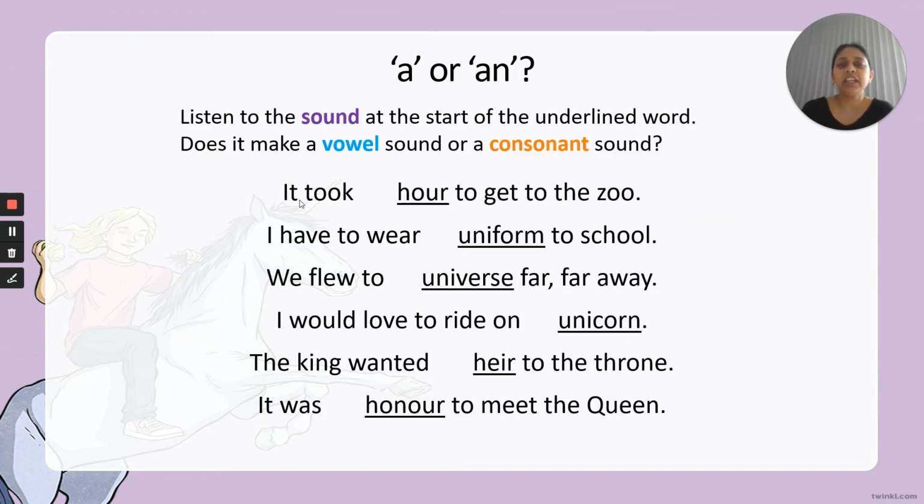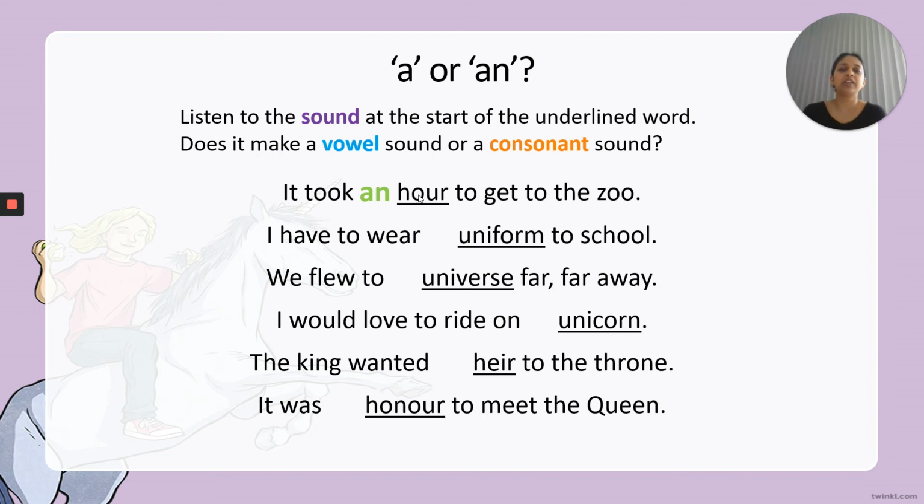Right, so these are some exceptions where we do not really pronounce the first letter of the word that is underlined, but it gives us a different sound. So we did hour before, and this one is not an H, but it has an ow sound to it, which is why it will be an, because we use an for any vowels or vowel sounds, and we use a for consonant words or consonant sounds. Okay, so it took an hour to get to the zoo.